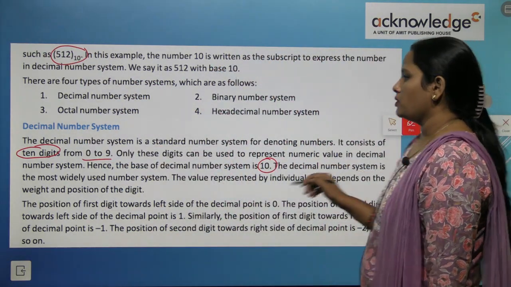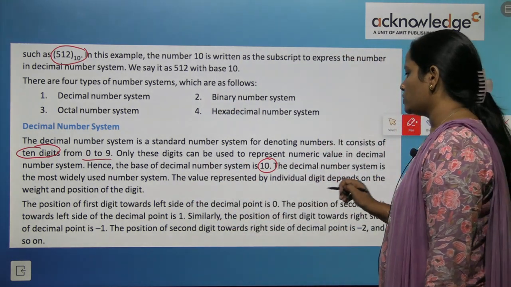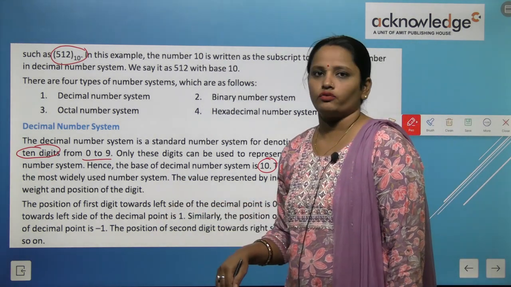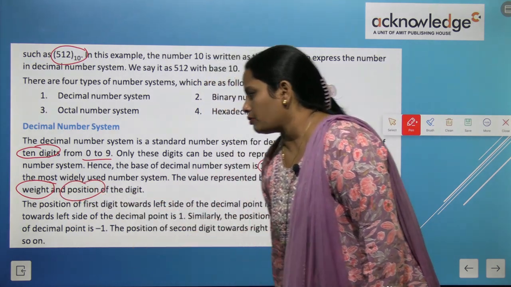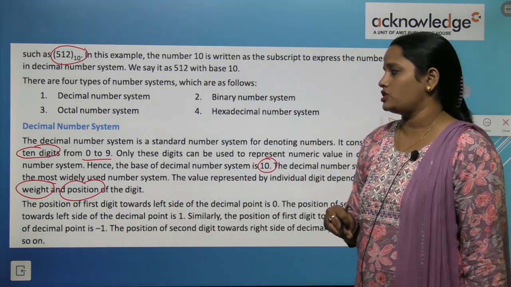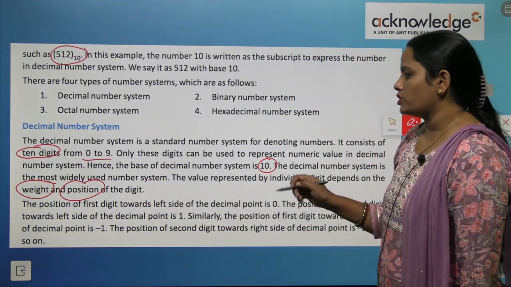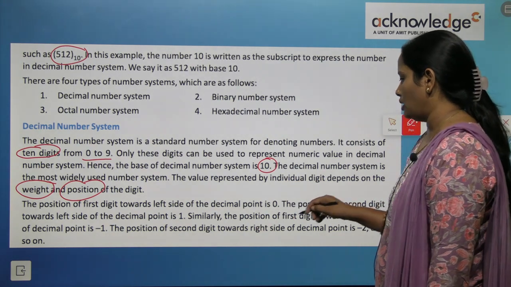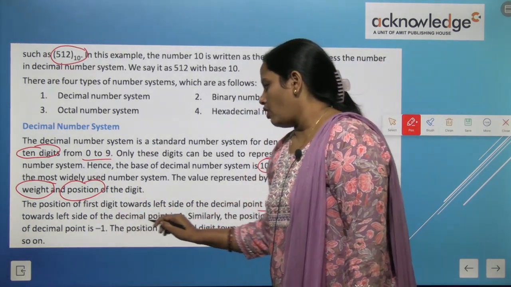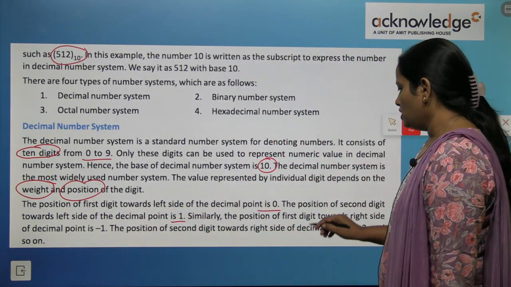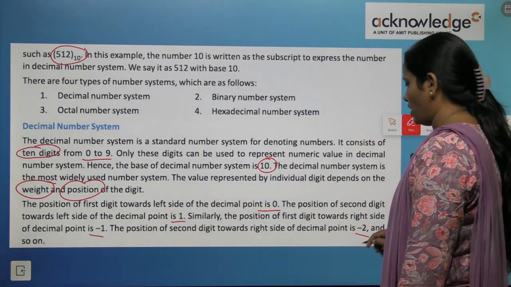The decimal number system is the most widely used number system. The value represented by an individual digit depends on the weight and position of the digit. We are going to learn about the weight and the position of the digit in this chapter, and how this weight and position affect the number system. The position of the first digit to the left of the decimal point is 0, and the position of the second digit to the left of the decimal point is 1. Similarly, the first digit to the right is -1 and the second digit to the right is -2.